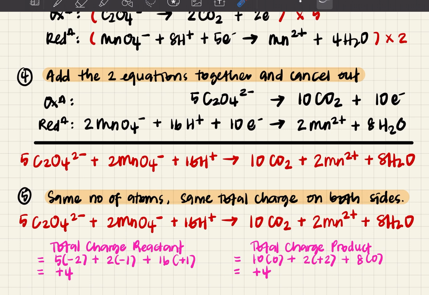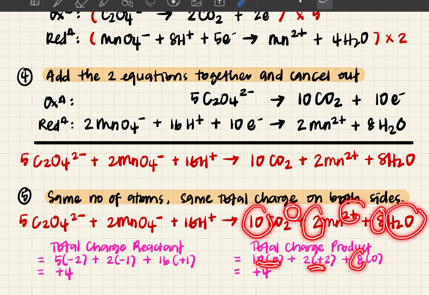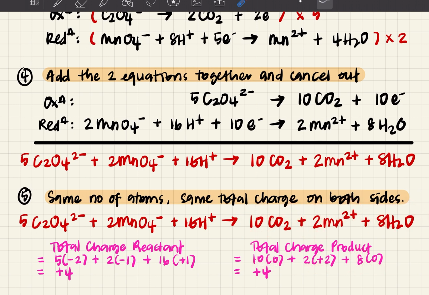So the same thing you're gonna do for the product side. Okay, you will times 10 with berapa? Ada charge tak kat sini? Tak ada kan? So dia adalah 0 lah. 10 times 0 plus 2 times plus 2, okay, plus 8 times 0. Okay, so the total charge will be plus 4. Alright, so that's how you know that you have the same number of atoms and same total charge on both sides.